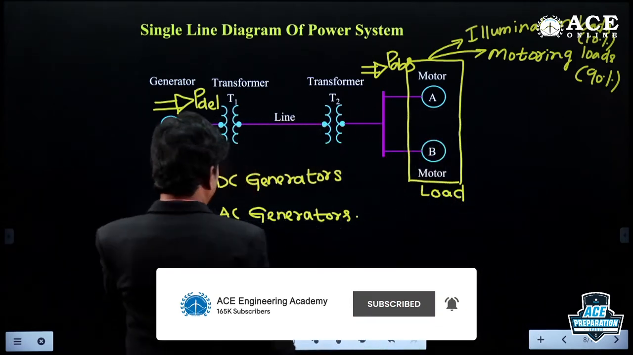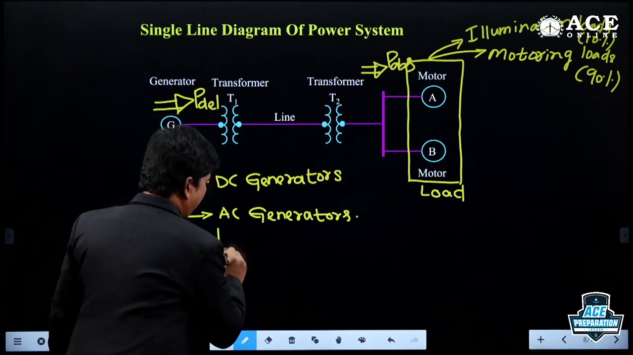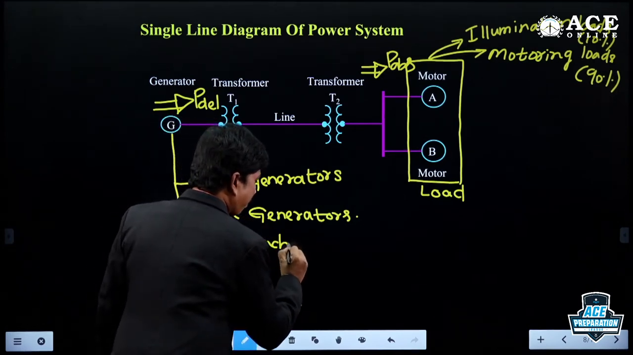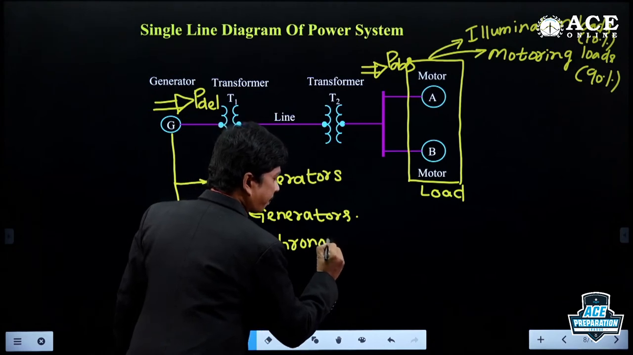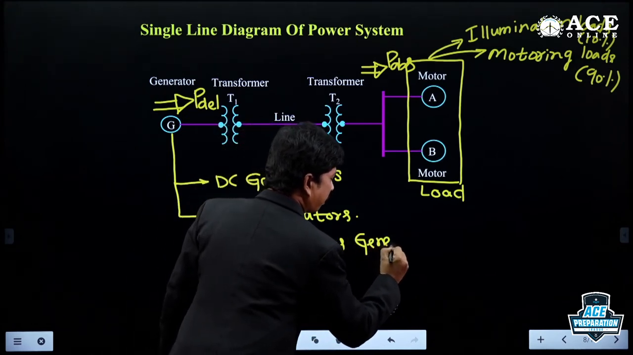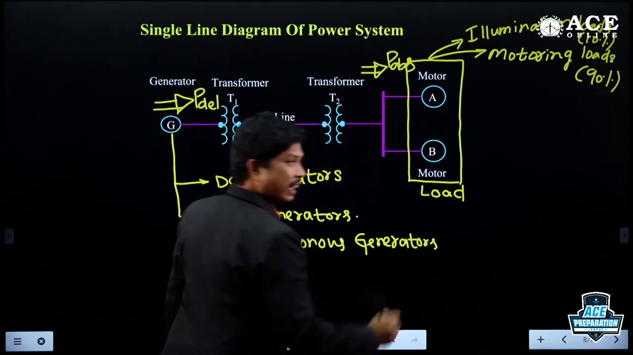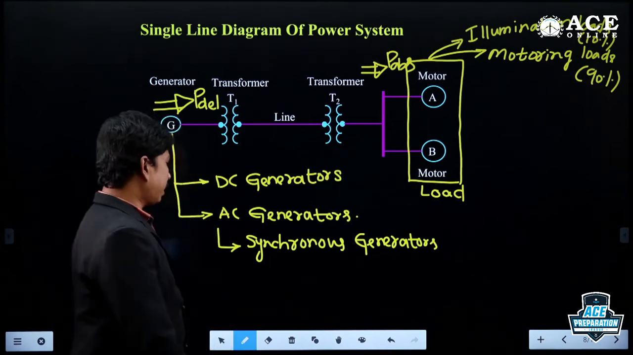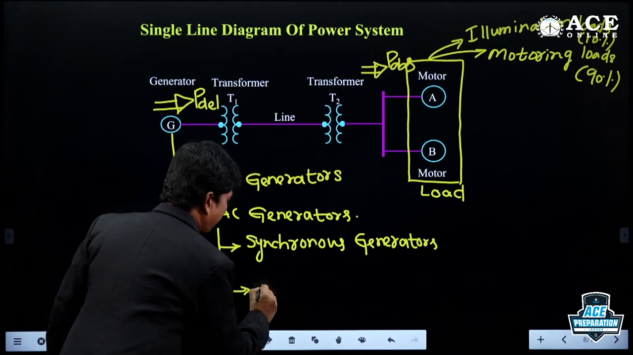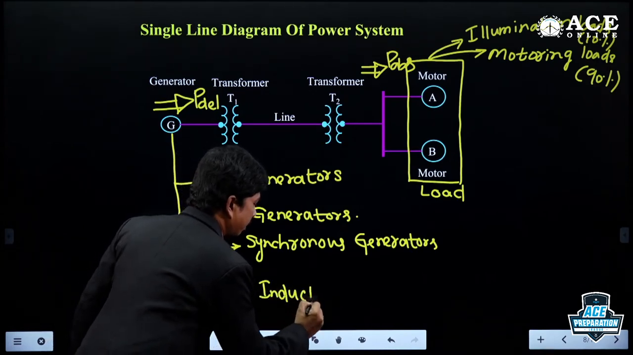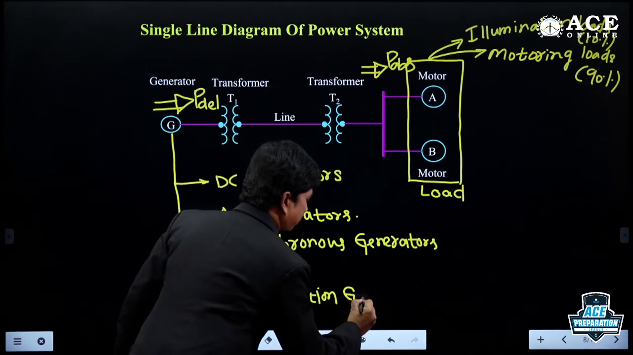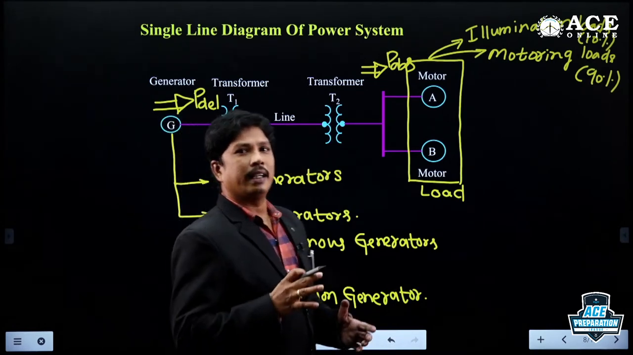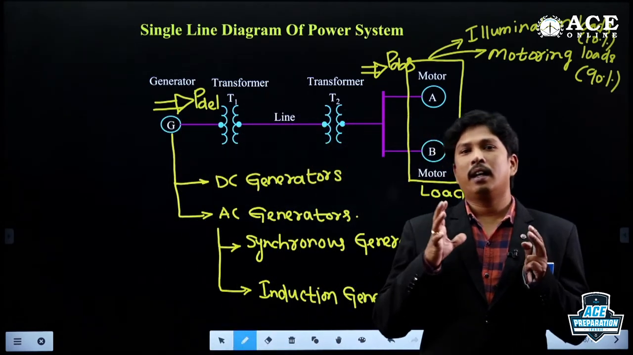So I am writing the various types of AC generators. First one is the synchronous generator, which is a constant speed generator. And the second one is the asynchronous generator, best example is the induction generator. So there are two types of AC generators: one is a synchronous generator and the other one is the induction generator.